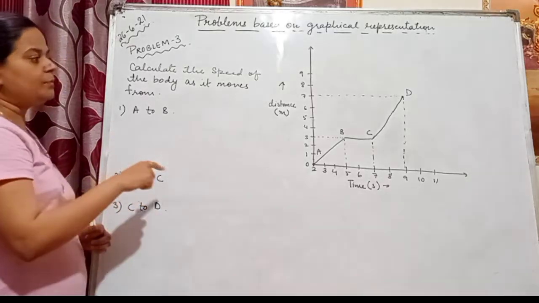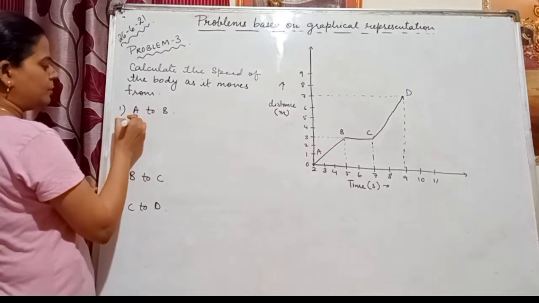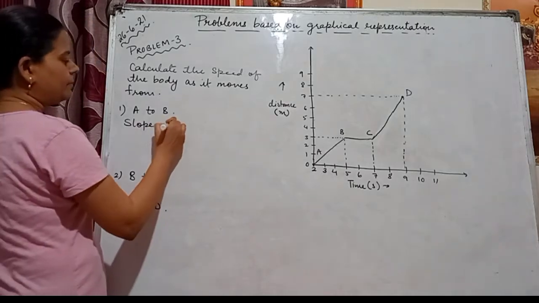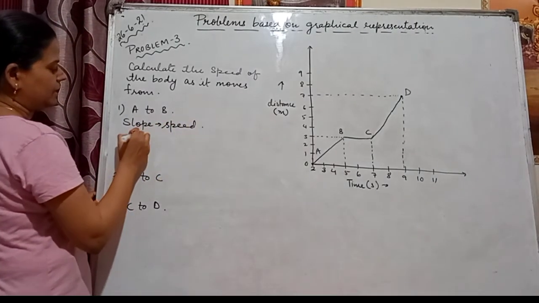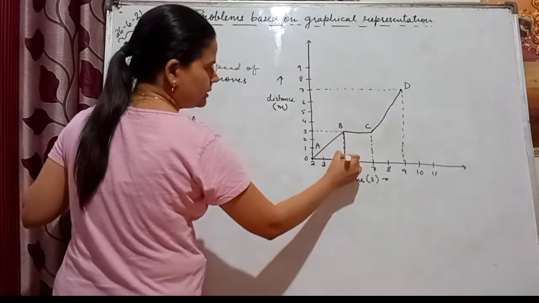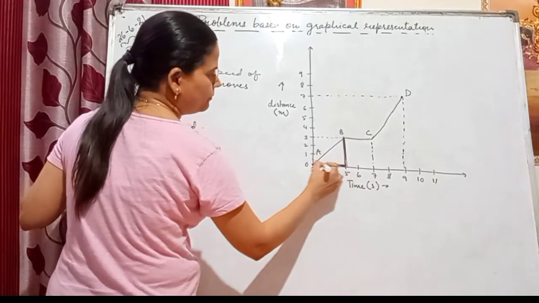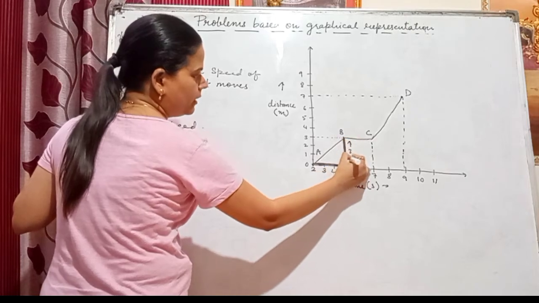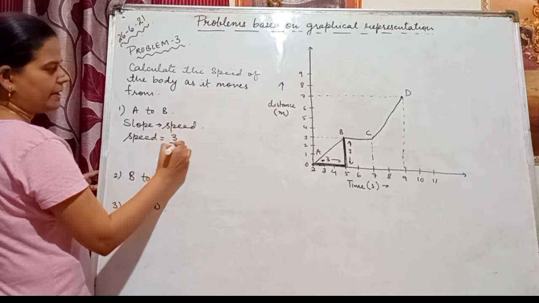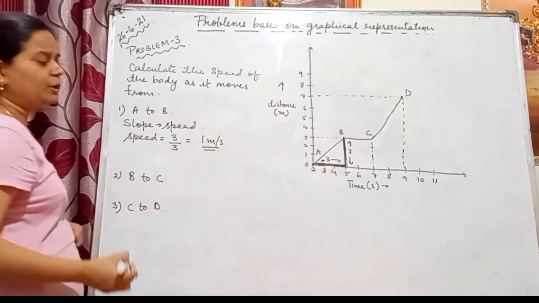Now they are asking you to find out the speed at different stages. First you need to find out the speed between A and B. Speed between A and B will be the slope, because for a distance-time graph the speed is calculated by the slope. So slope represents the speed. Speed is calculated as perpendicular upon base. This is the perpendicular for AB and this is the base for AB. The value of the perpendicular is 3 and the value of the base is also 3.